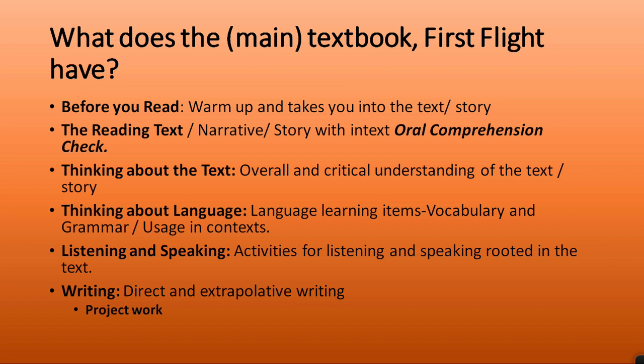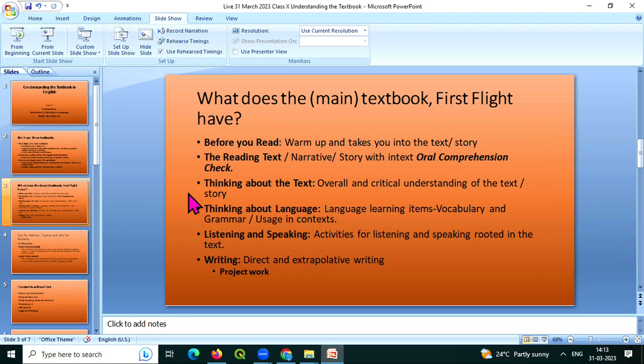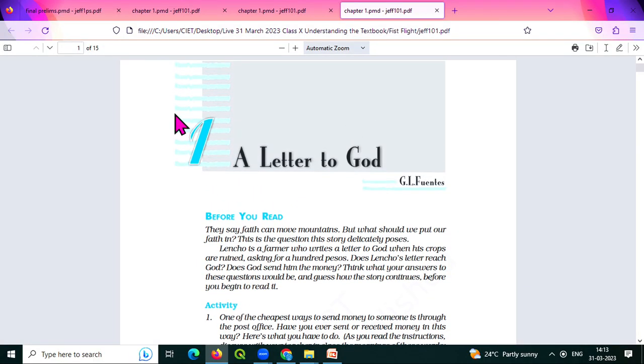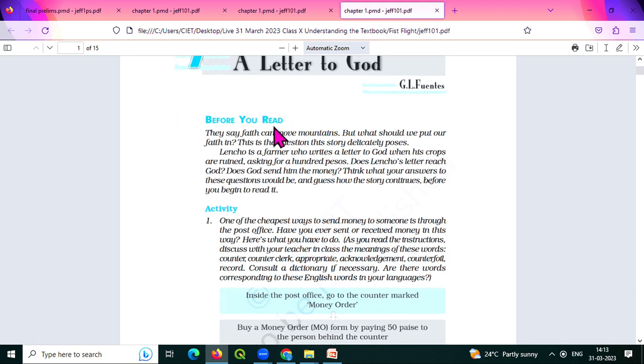Then there is a reading text, a narrative in which the while-reading comprehension is also inbuilt. So I'll show how the textbook moves on. If you look at this one, let me show that, class 10, the main textbook. Here is the first lesson I've taken, and you can see that before you read, which takes the learner connecting with his previous knowledge and his lived experience into the textbook. So there are also activities in that.